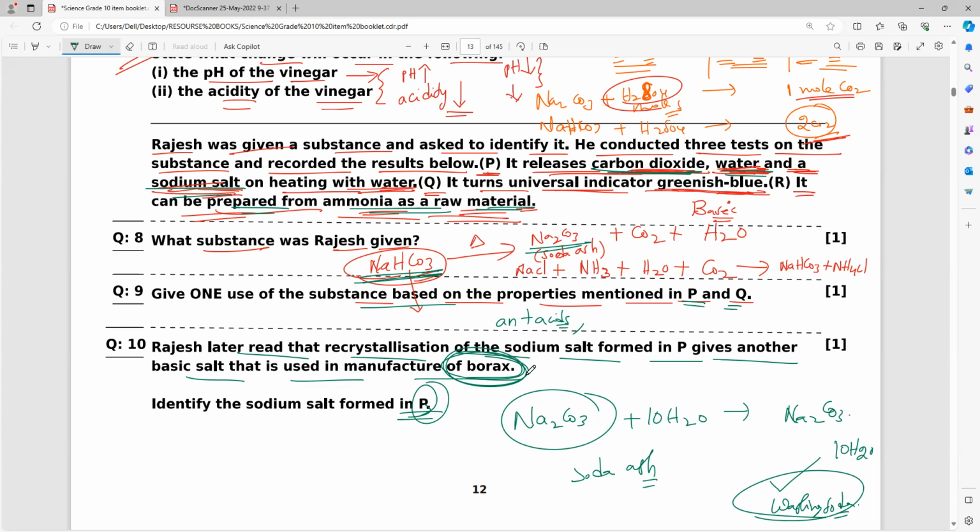Uses of washing soda, check it, everybody. It is the most important component for manufacturing of borax and caustic soda. Am I right, guys? That is a very, very important point, so please note it. Caustic soda, can you tell me the formula? NaOH, sodium hydroxide. What process do we use for it? Chloralkali process.